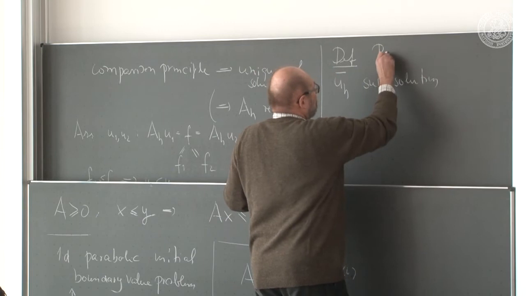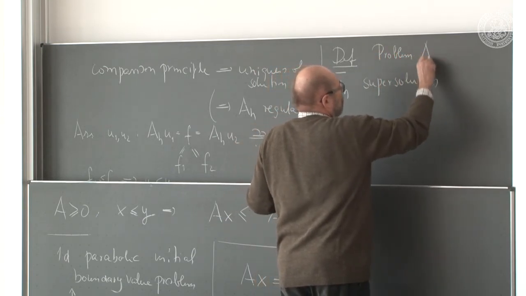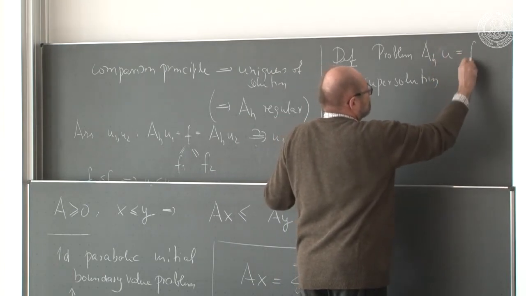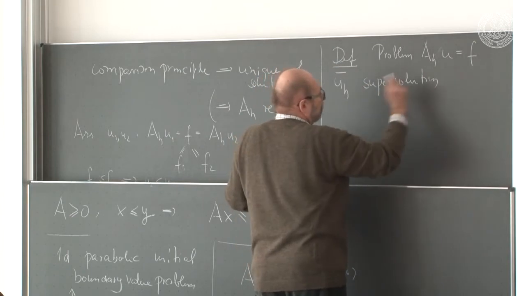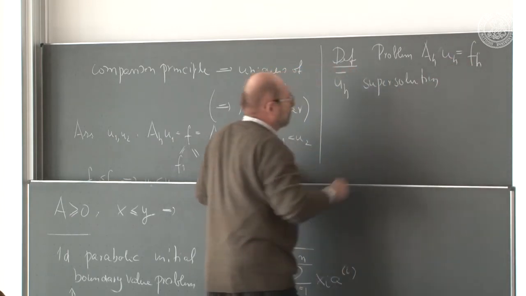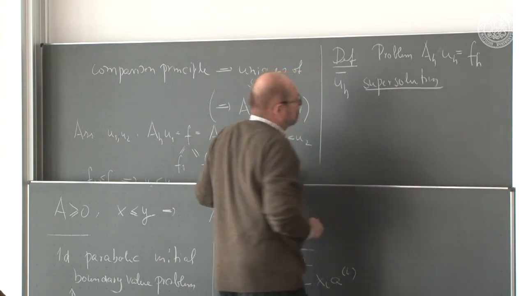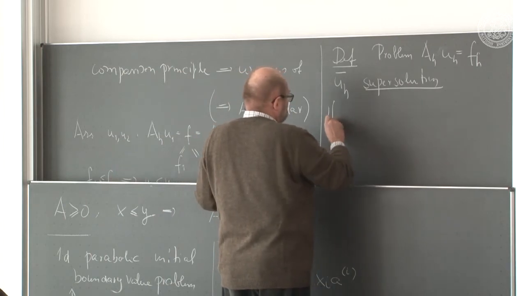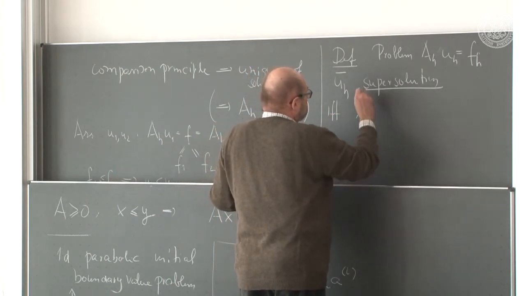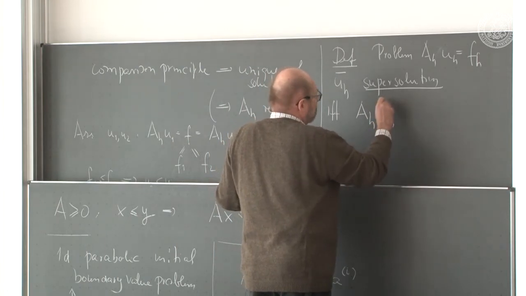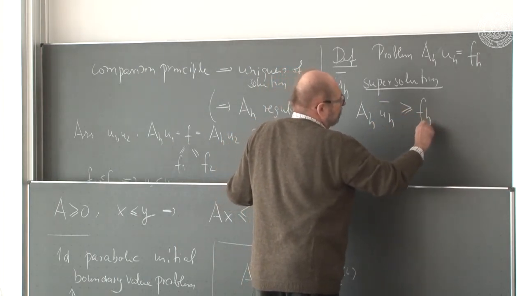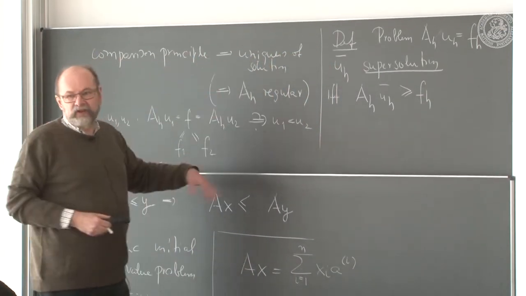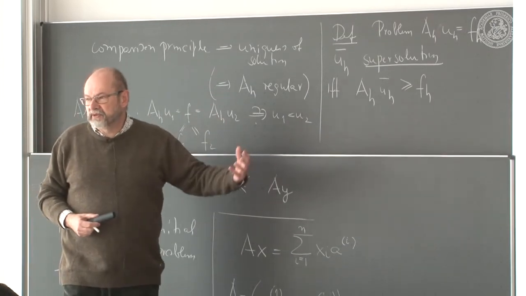So the problem, I restrict a little bit the notation. The problem I write as here, A_h u_h equals f_h, doesn't matter. And we call it a super solution, auf Deutsch Oberlösung, if not the problem is fulfilled, but a corresponding inequality is fulfilled. And you can imagine that for a PDE problem, it's much easier to find super solutions than solutions.